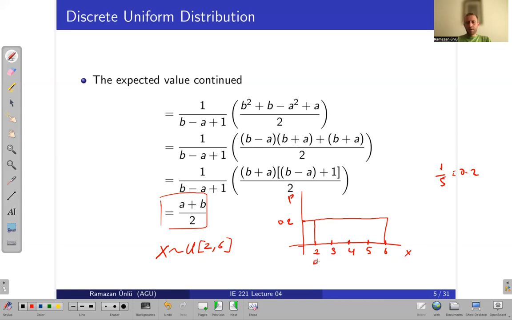This is my A, right? And this is my B. So the expected value is (6 plus 2) divided by 2, which is 4, right? So this is my expected value.